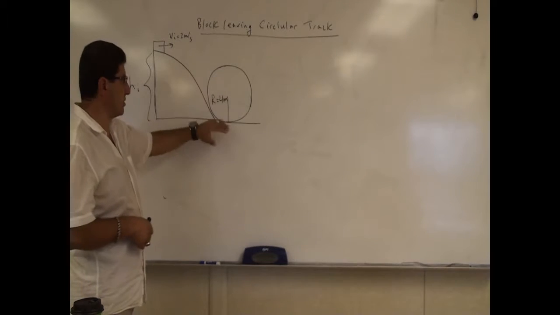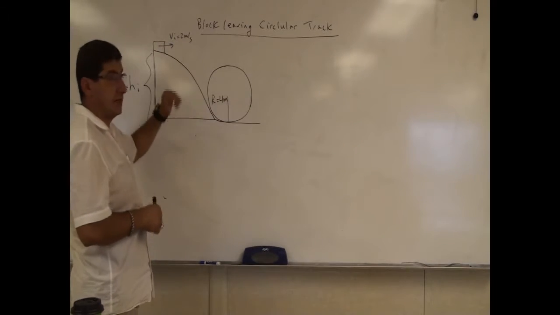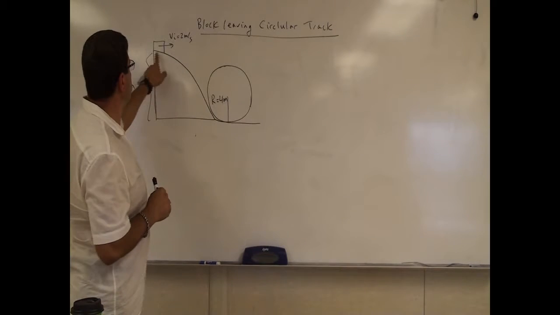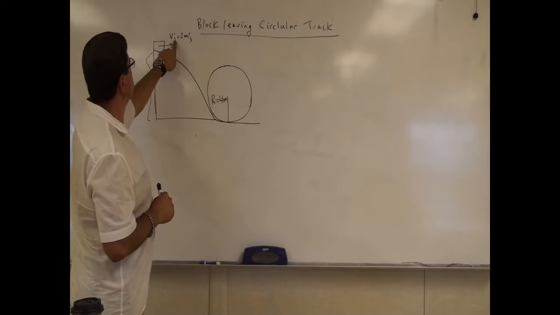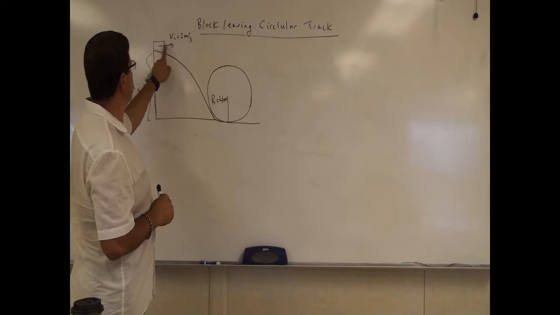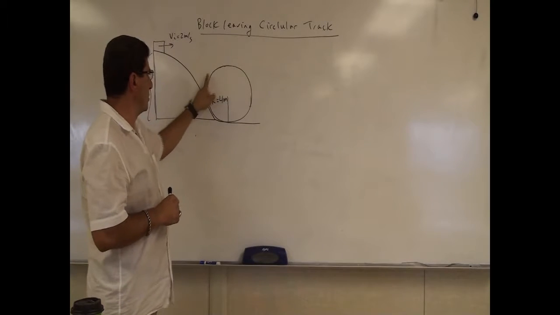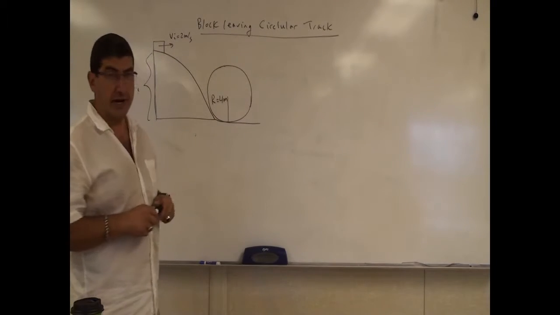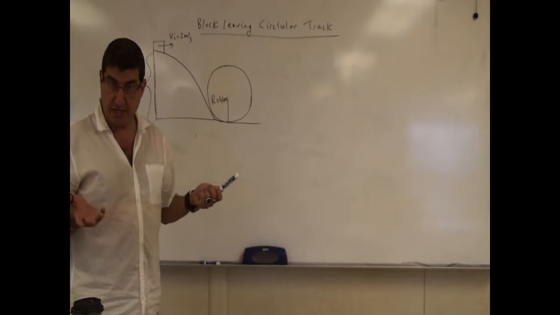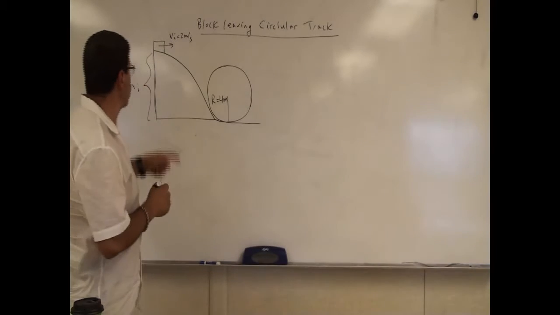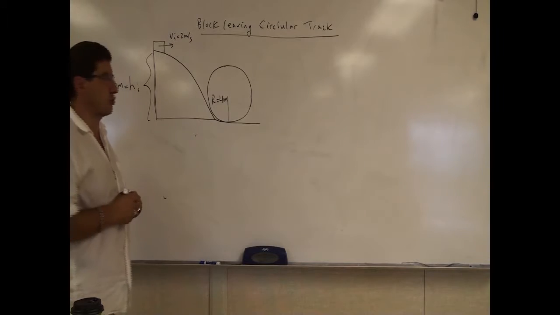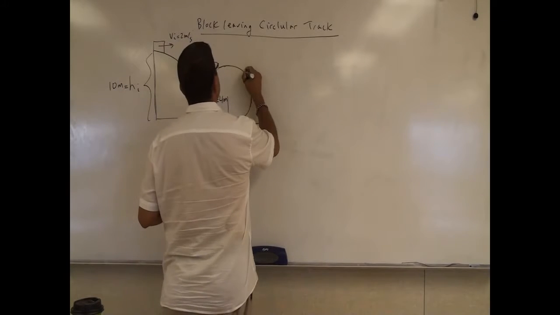There's no friction here. The friction along the track and the incline is assumed to be zero, so the shape really doesn't matter. You give it a certain initial velocity, and then the block comes and goes around. So I want to find out where, if at any time, does the block leave the circular track? So when does it leave?